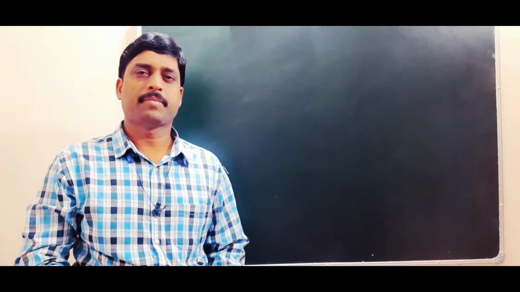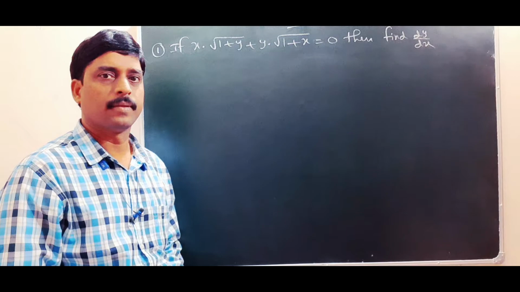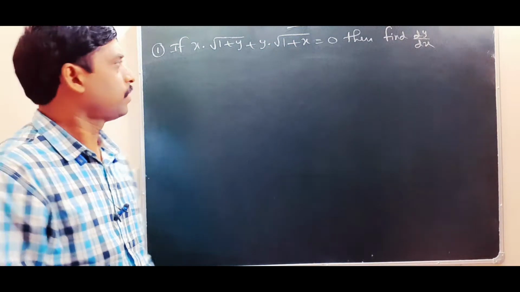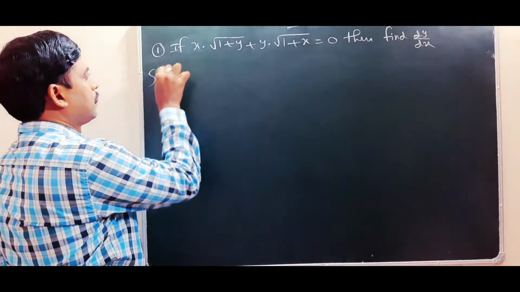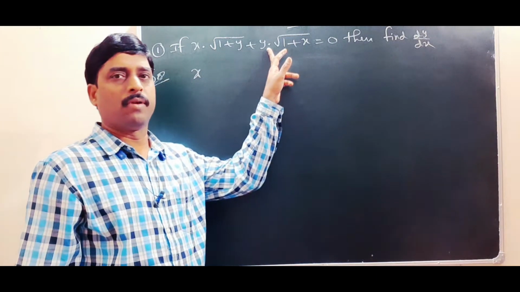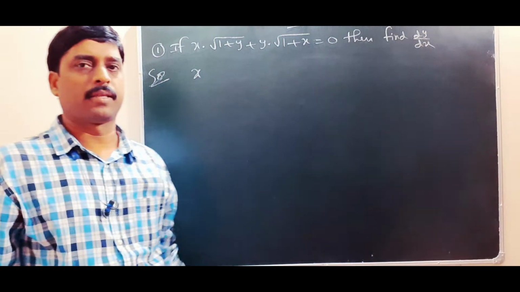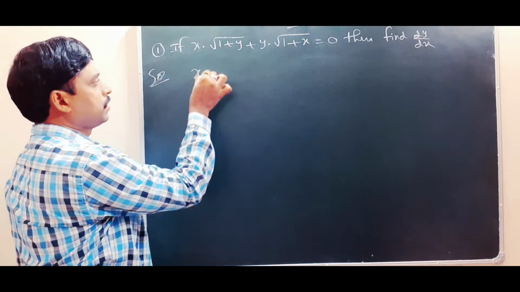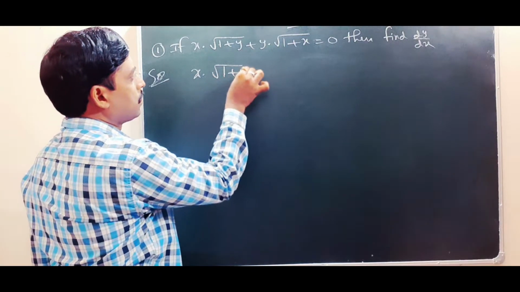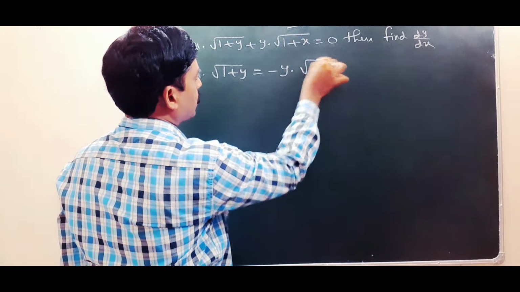Today I would like to explain continuity and differentiability problems. Okay, now explain question number 1. x into root 1 plus y plus y into root 1 plus x equals 0 is given. Then we have to find dy by dx. Okay, so x into root 1 plus y. This plus value, bring to the right side: minus y times root 1 plus x.